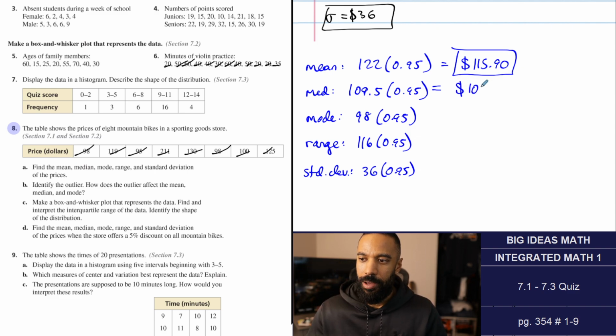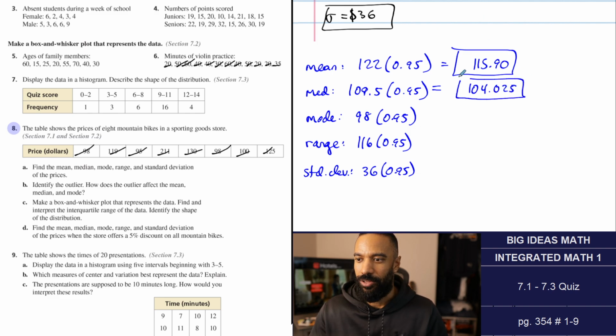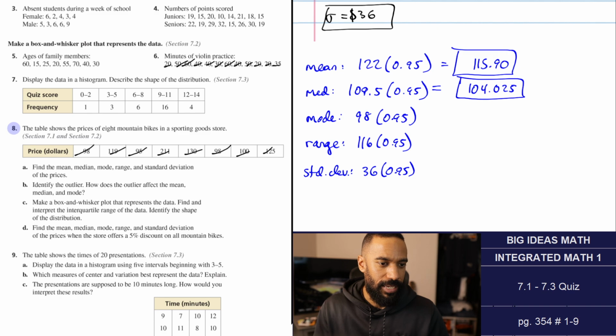104.025. Now, you know what? I'm not going to put the dollar values now because I want to have the exact number here. I don't want to round it. So 104.025. I'm just going to write it exactly. I'll let them deal with it as it is because it is, after all, a median value, even though it's a price.